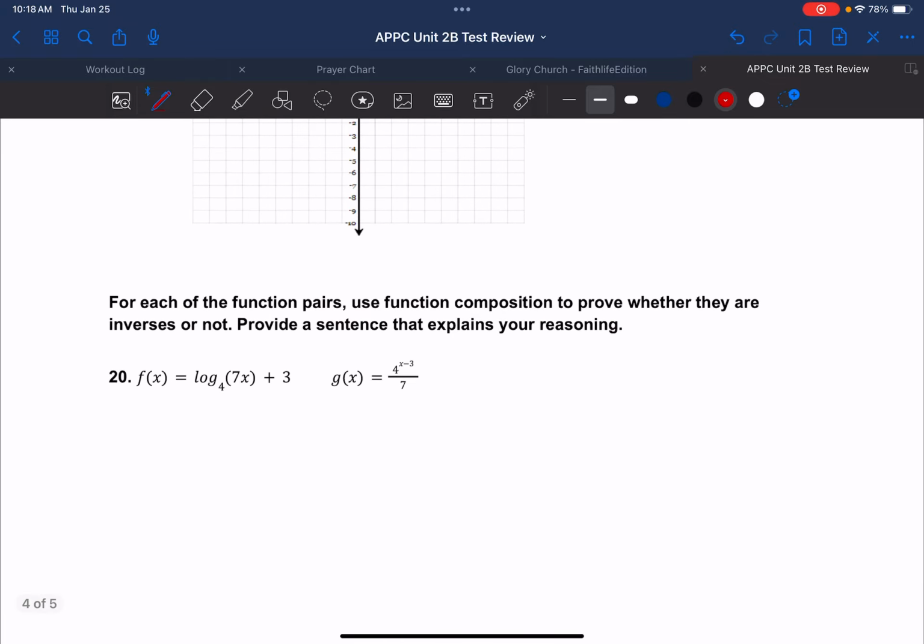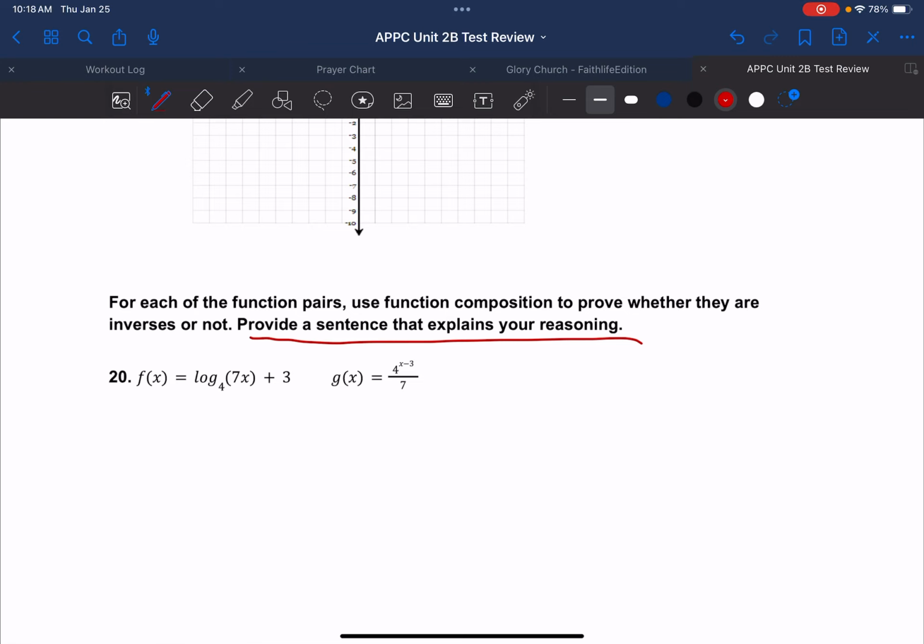Then for the next section, for each of the following function pairs, use function composition, that's an important part, to prove whether they are inverses or not. And provide a sentence that explains your reasoning. You won't get full credit without an explanation.